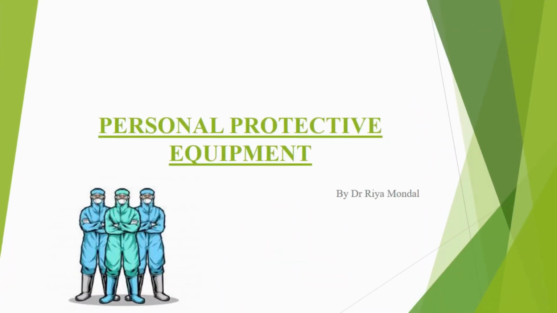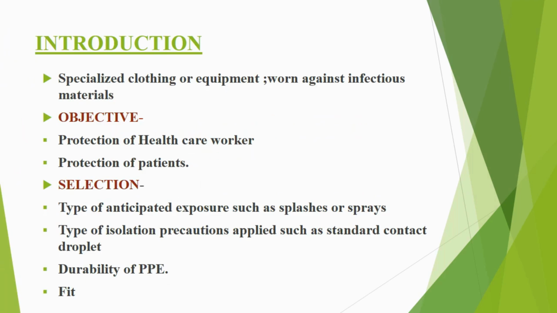Personal protective equipment. Personal protective equipment is used to protect the skin and mucous membranes of healthcare workers from exposure to blood and or body fluids, and from the healthcare worker to the patient during sterile and invasive procedures. They are specialized clothing or equipment which are worn against infectious material.